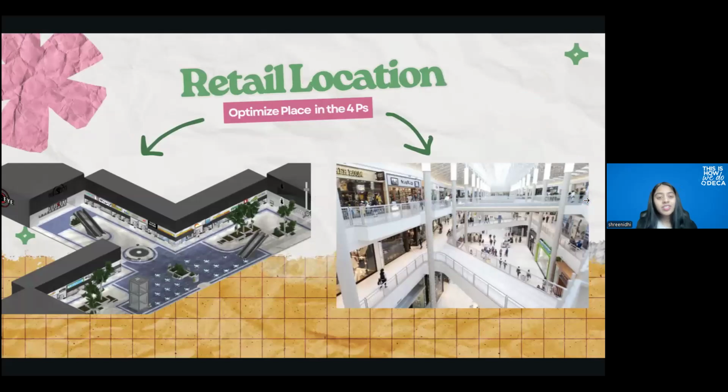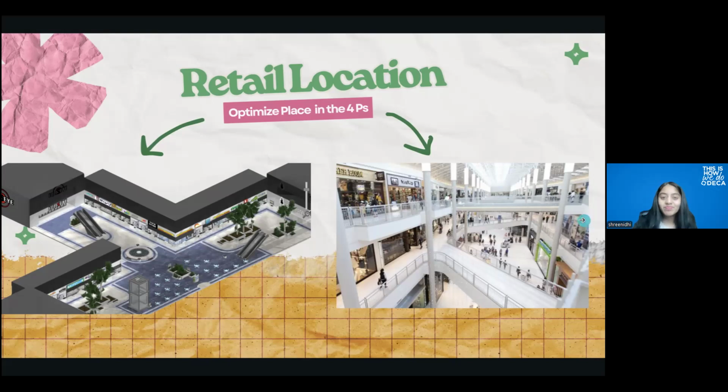Now, I also want to talk about retail location, because this is a really important factor of how much sales you're going to earn as a retail business. It's really important to optimize place in the four Ps because place allows you to be accessible to your target market. And if you have your store in a high traffic area of a mall, that could also increase the number of window shoppers and ongoers that could potentially look at your window display and be inspired to come in your store.